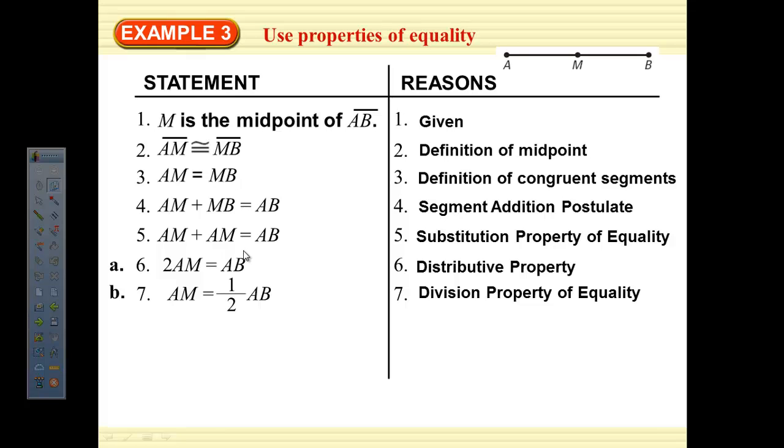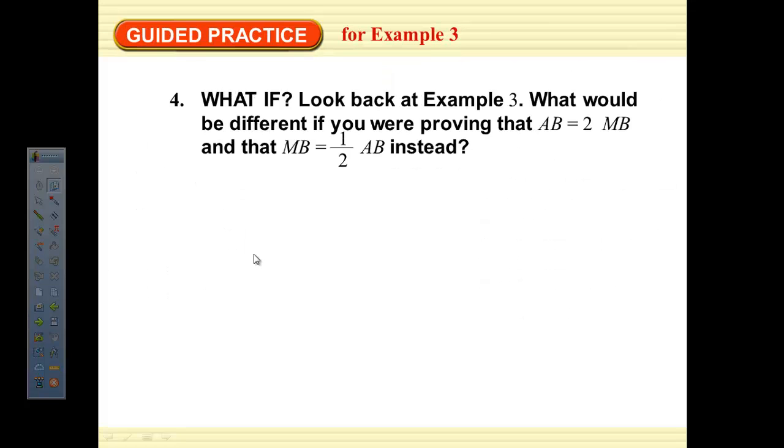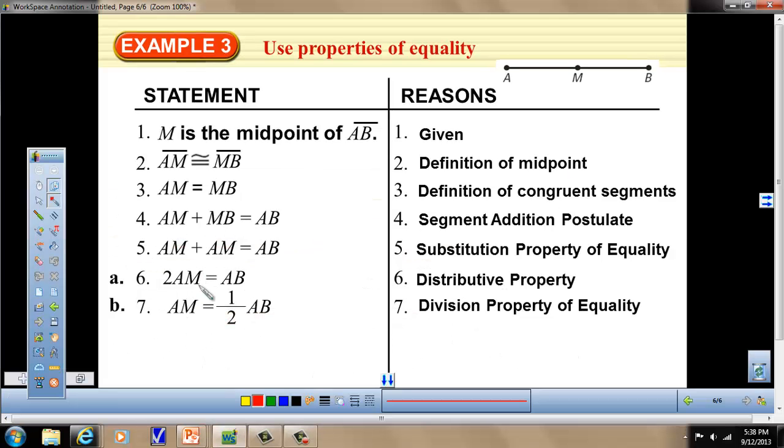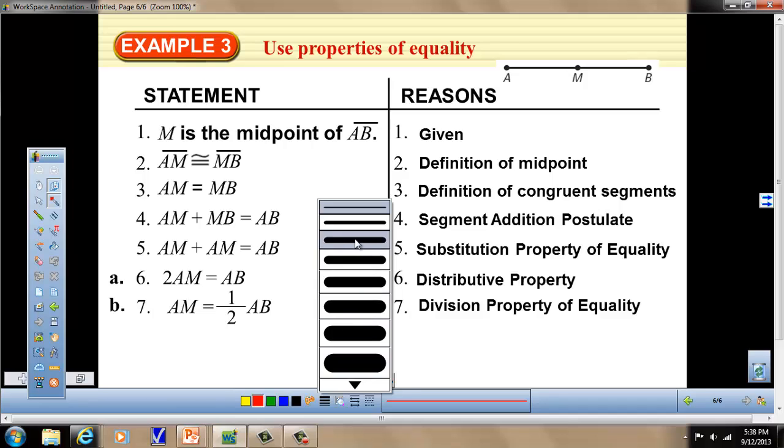Now, a couple questions about this proof after this. It says, how would things look different if instead of doing AB equals 2 times AM, we do AB equals 2MB and MB equals 1/2 AB? We're going to go back just to see what that would look like. So if we wanted instead, and let me fix this so that we can see it better.